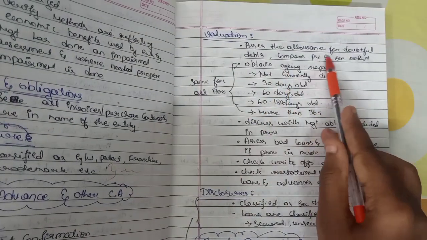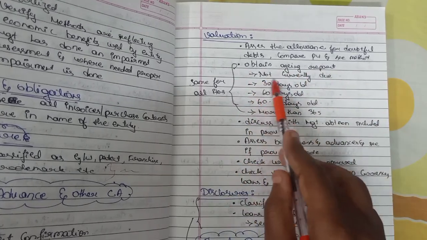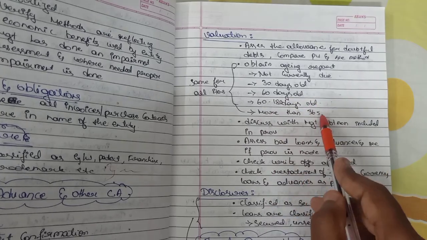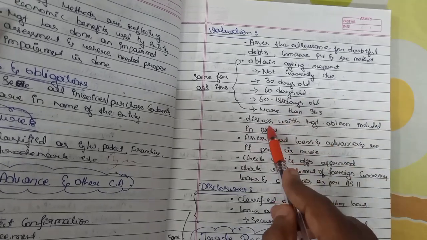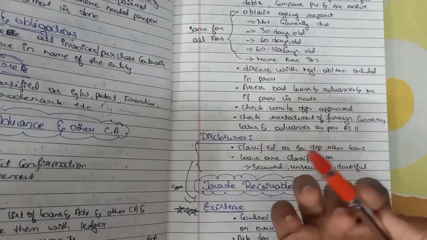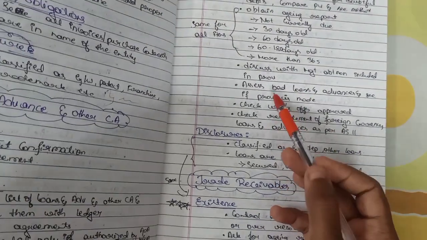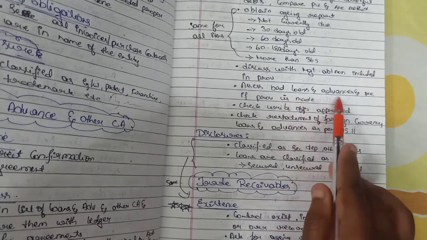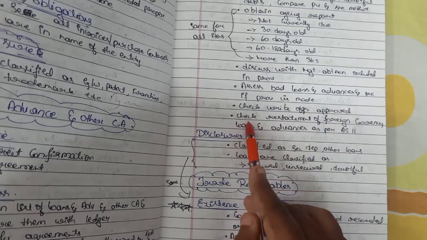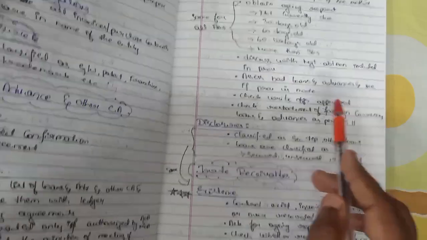Valuation: assess the allowance for doubtful debts. Compare previous year and see the method. Obtain aging report: not currently due, 30 days old, 60 days old, 60 to 180 days old, more than 365 days. Discuss with management about items not included in provisions. Why it is not included, what is the reason, on what basis you have done, we have to inquire that with the management. Assess bad loans and advances and see if provision is made. Check write-offs approved. Check restatement of foreign currencies, loans and advances as per AS 11.